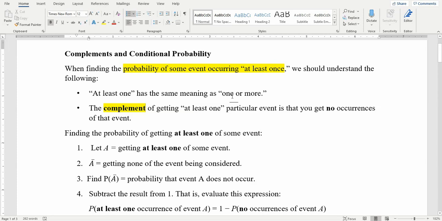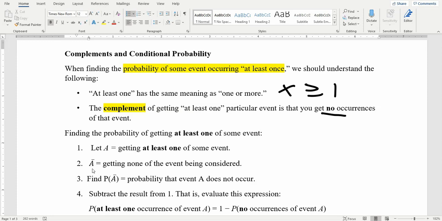If you want to see something algebraically what that might represent, one or more, if I use x, it would be something like this. But we're not going to think of it that way. We're going to think of it backwards. You have the complement of at least one, which is one or more. Well, what's not one or more? That means you get 0 or no occurrences.